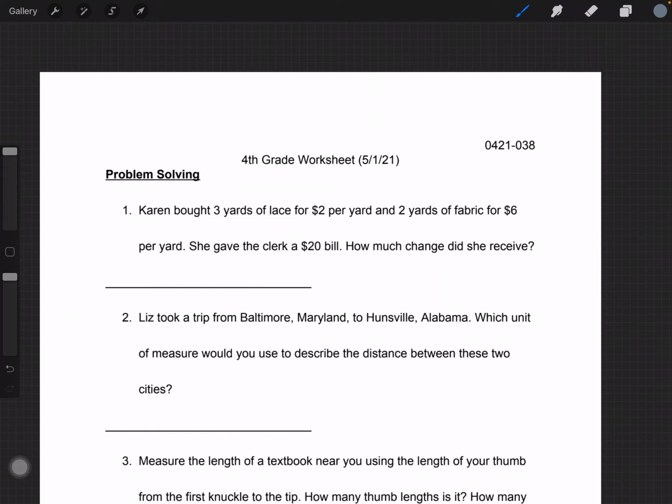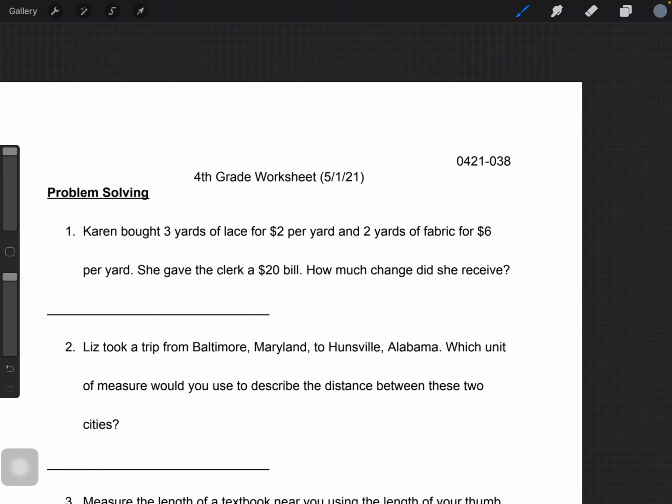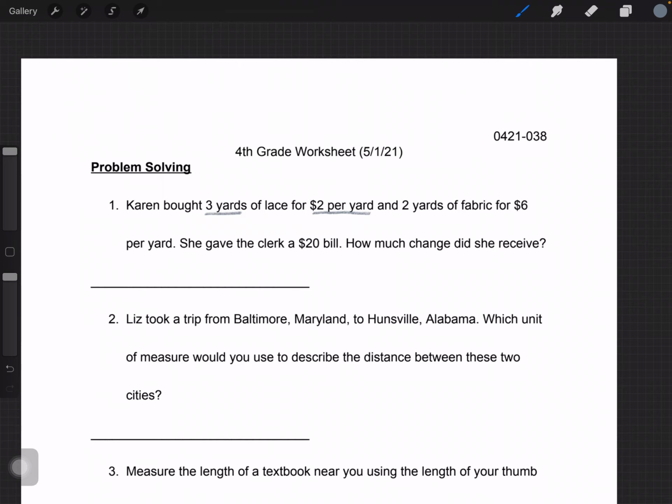She gave the clerk a $20 bill. How much change did she receive? So remember, change is the leftover money. Let's just calculate how much it costs. So 3 yards of lace, $2 per yard. If she bought 3 and each one is 2, then it's 3 times 2, which is equal to $6.